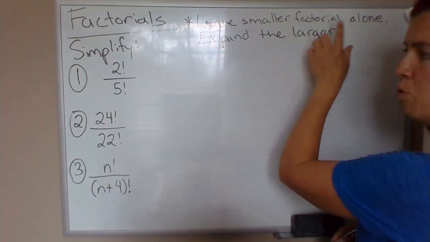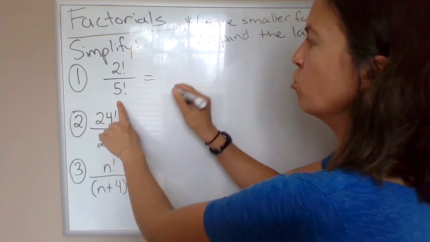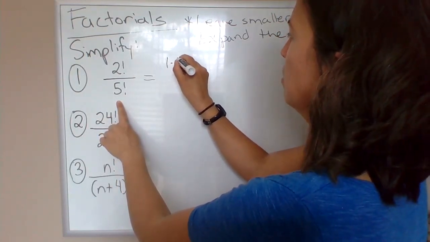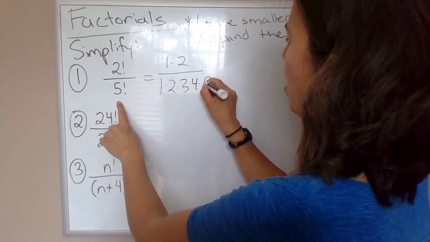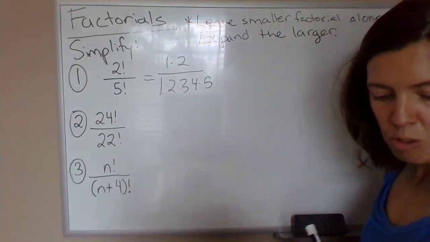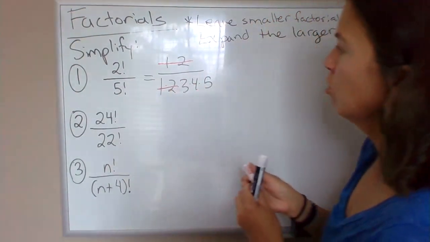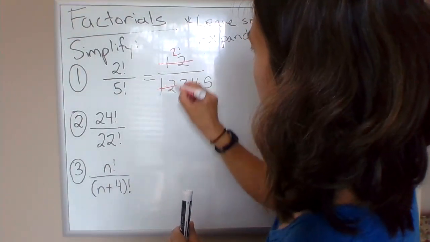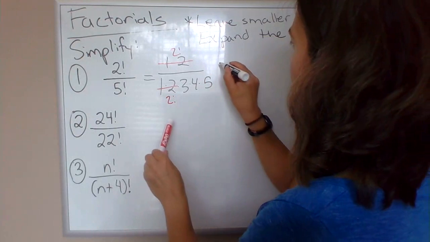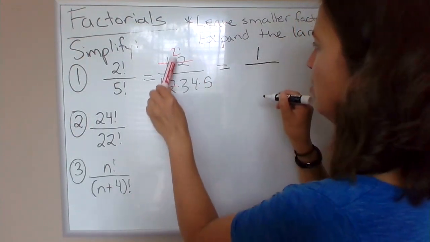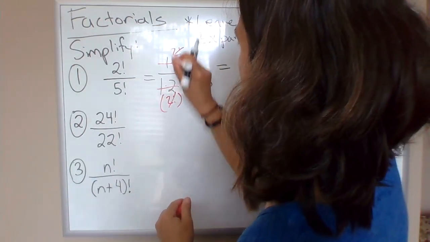To show why that's the best strategy, I'm going to expand the top and bottom on this first one. So 2 factorial is 1 times 2. 5 factorial is 1 times 2 times 3 times 4 times 5. Notice that whatever the smaller factorial is, you're going to have those factors in common in the numerator and denominator, so those will cancel. This is a 2 factorial up here, this is a 2 factorial down here, and so the 1 times 2 is going to cancel, and you're left with just 1 in the numerator, since everything canceled.